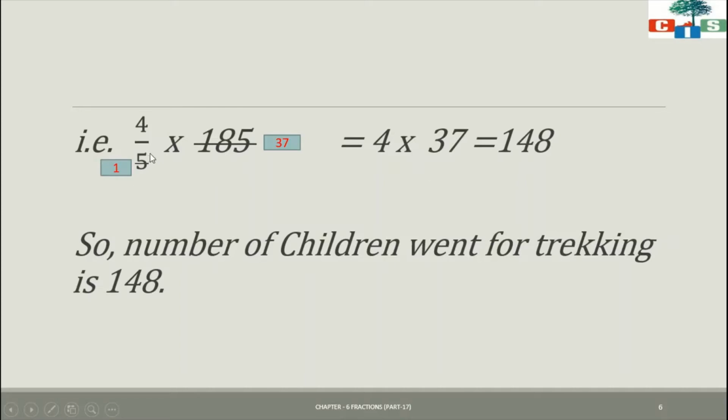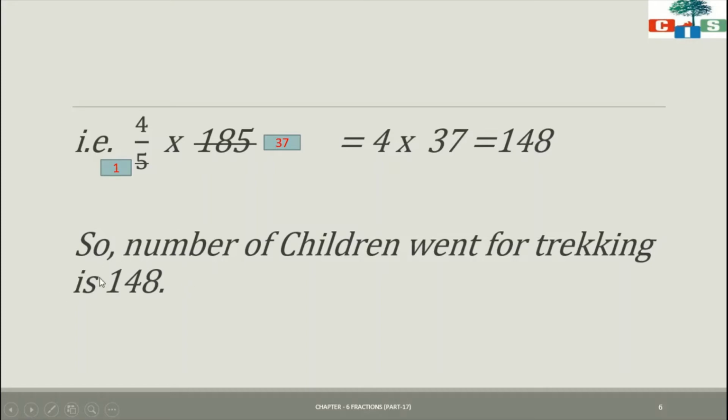We know that we can easily divide 5 and 185 by 5, right? So when I divide 5 by 5, I will get quotient 1. And when I divide 185 by 5, I will get quotient 37. Okay scholars, when you divide 185 by 5, you will get quotient 37 and remainder 0. Now we will multiply, that is 4 multiplied by 37. So when we multiply 4 with 37, I will get the answer 148. The product of 4 and 37 is 148. It means the number of children who went for trekking is 148.